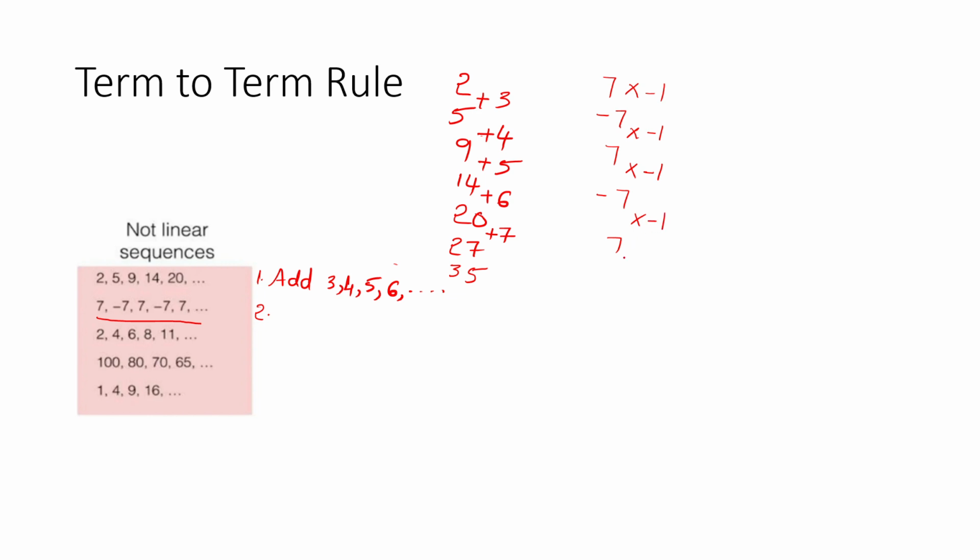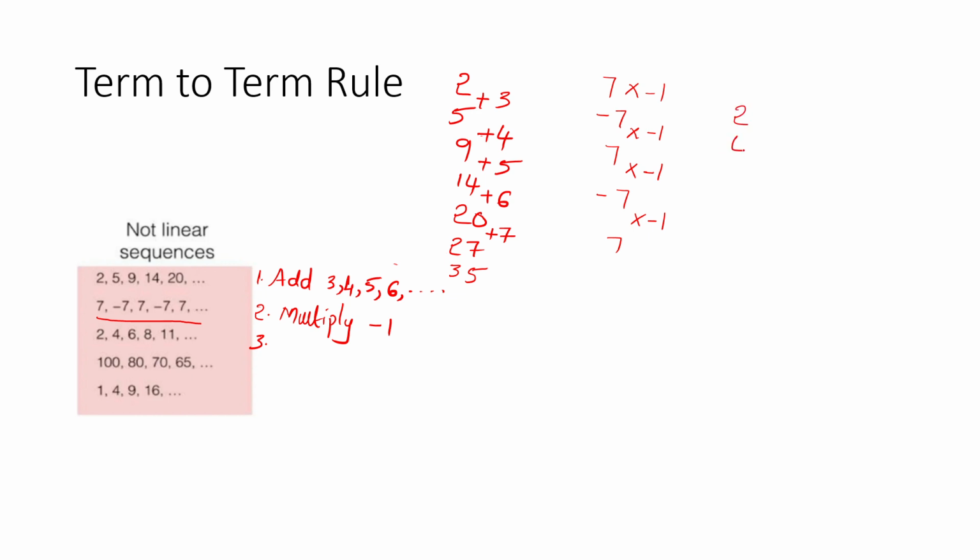That is 7. Okay, so here what is the term to term rule? Multiply by minus 1. Okay. But here when you see, you can see that it is 7, minus 7, 7, minus 7, 7. Okay, in that order it is going. Okay. So now we will see the third one.